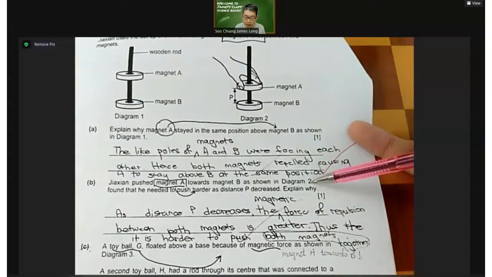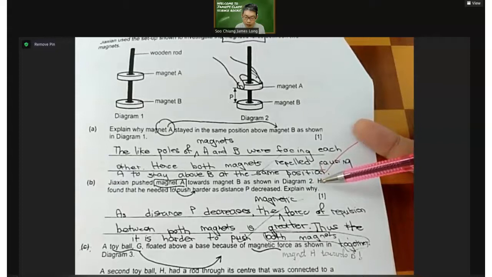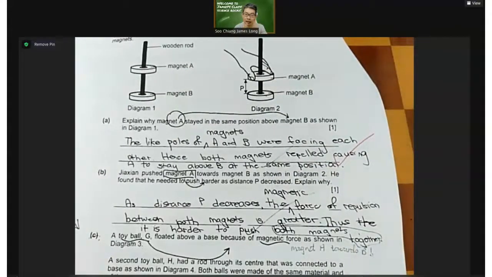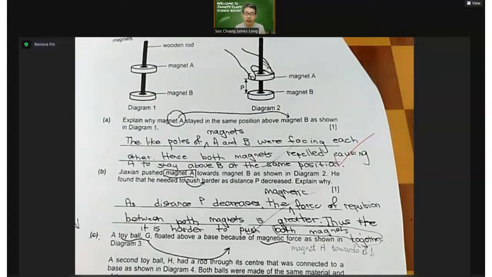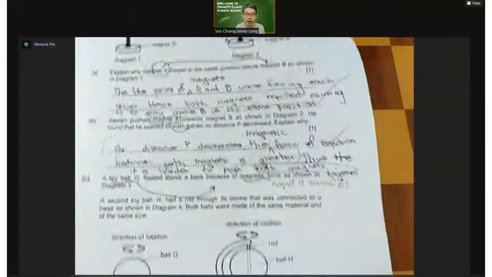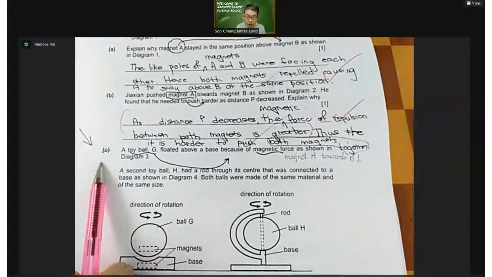As shown in diagram 2, he found he needed to push harder as this decreased. Why? Because the closer the magnets are, the stronger the magnetic force of repulsion. Alright, yes, I agree with this. Now let's look at your question, which comes from point C, question C.